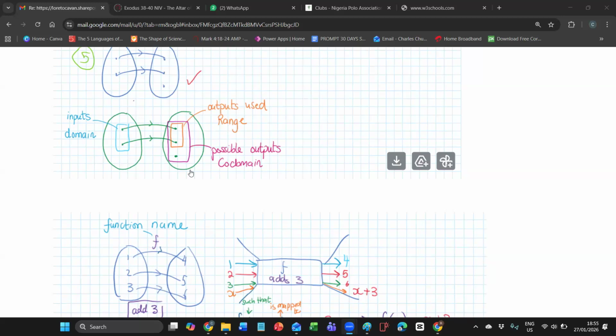You always take note. You start with an input and end with an output. Okay? You start with an input and end with an output. And it's as simple as substitution. That's how simple it is.